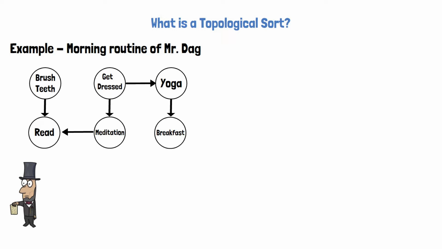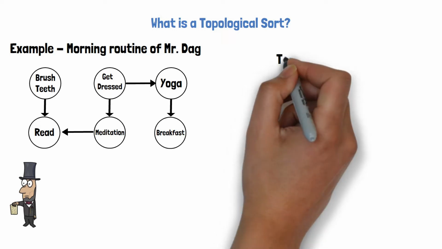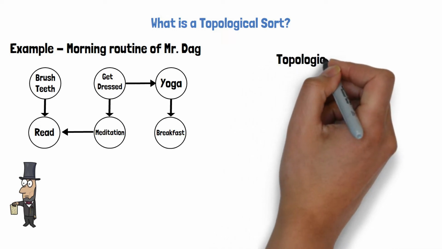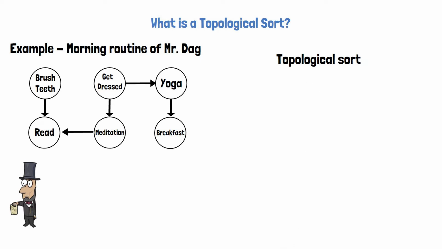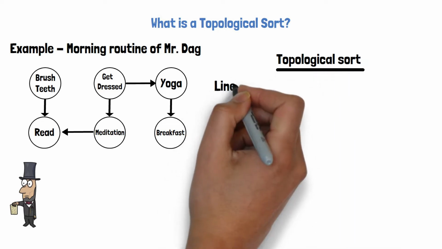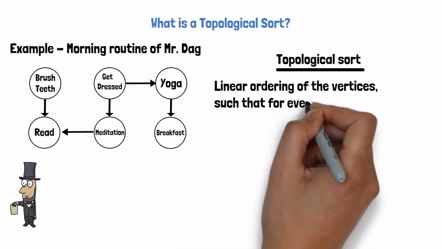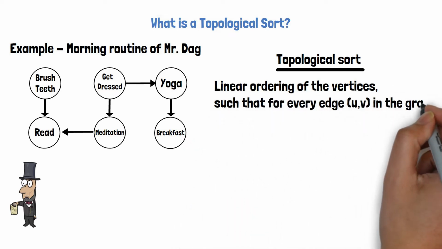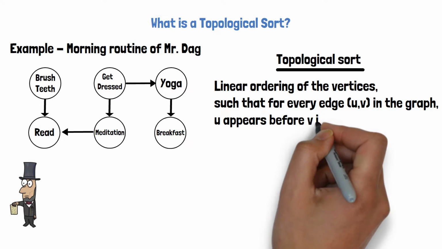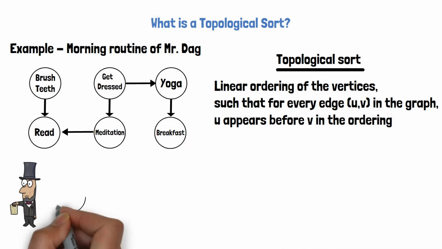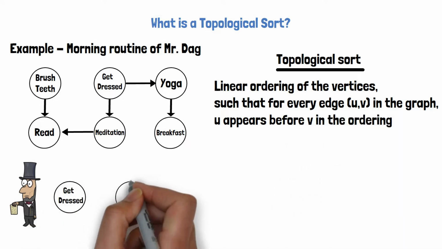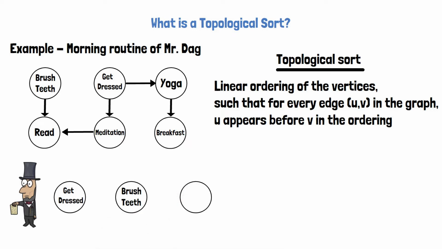Now let's see a topological sort for this graph, but before, let's define what topological sort is. Topological sort is a linear ordering of the vertices such that for every edge uv in the graph, u appears before v in the ordering. Here is a linear ordering of the vertices from left to right, which is a topological sort.